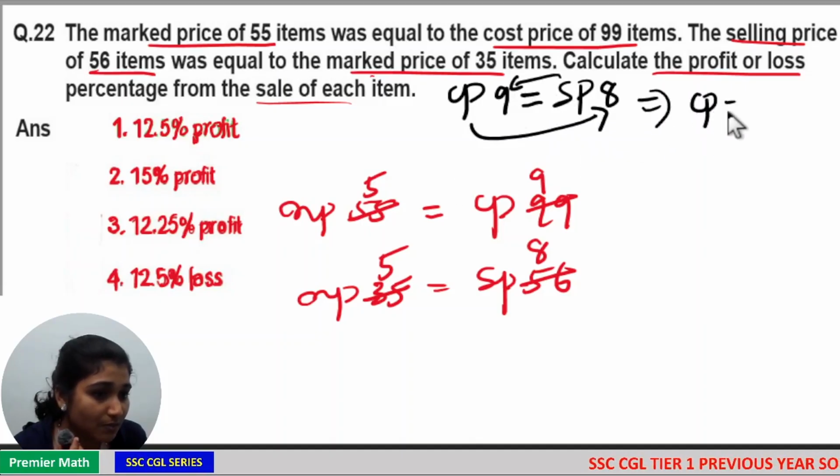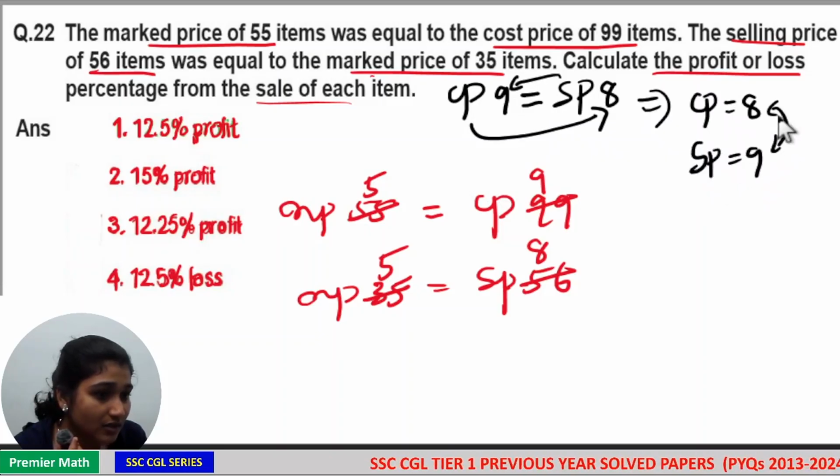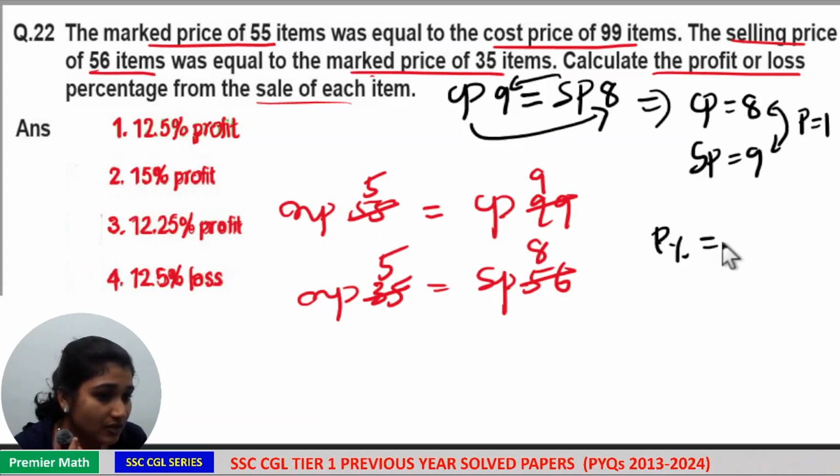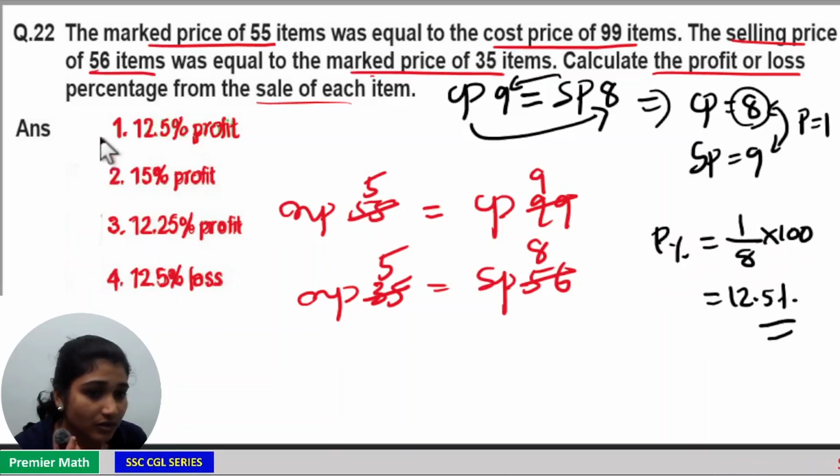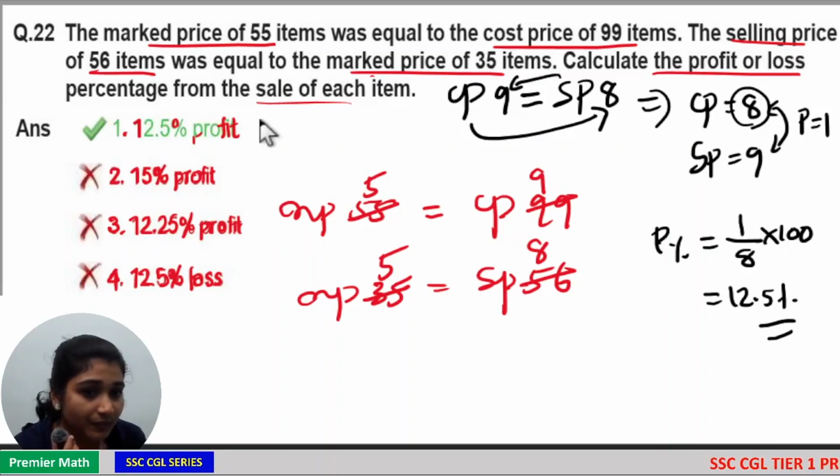So CP 8 and SP 9 means the difference is the profit, which is 1 rupee. Then profit percentage is equal to 1 rupee generated from this 8 rupee cost price, into 100, which is 12.5%. Option 1 is your answer.